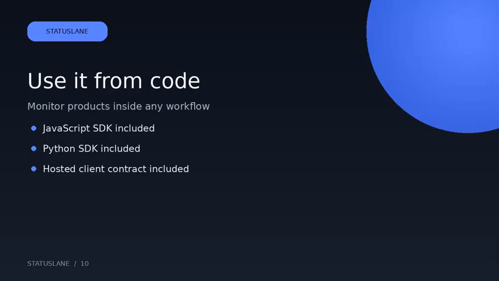Use it from code. Monitor products inside any workflow. JavaScript SDK included. Then use status lane to make the result visible and repeatable.